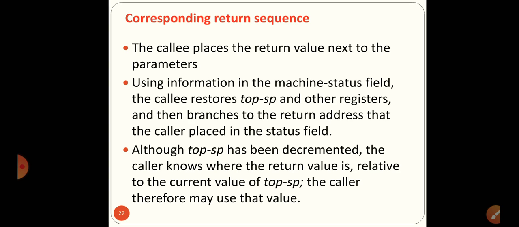Corresponding return sequence. Whenever we perform a jump from one control link to another control link, it is necessary to return to the previous execution statement from where the jump was initiated. For that we use corresponding return sequences. We'll see how this works.